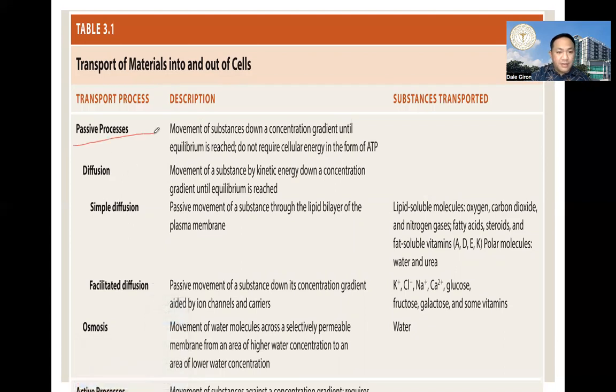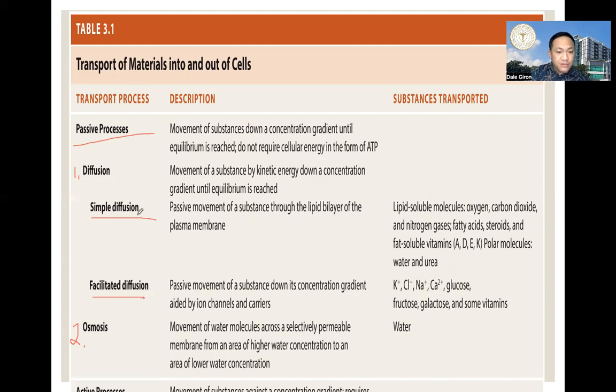Okay. Passive processes are the movement of substances downhill along a concentration gradient until equilibrium is reached. They do not require energy or ATP. First is diffusion. When you say diffusion, diffusion and osmosis are very common passive processes. But when you say diffusion, it has two: you have simple diffusion and facilitated diffusion.